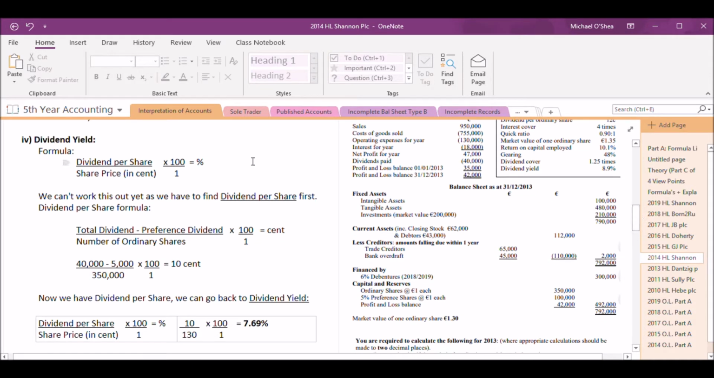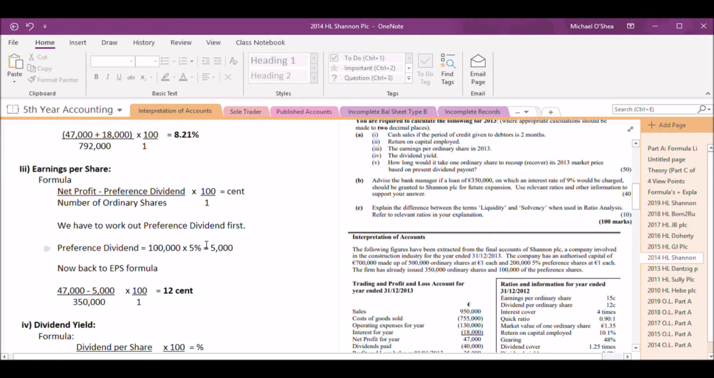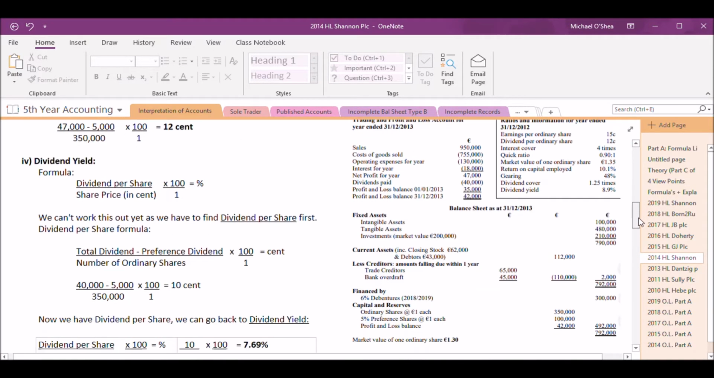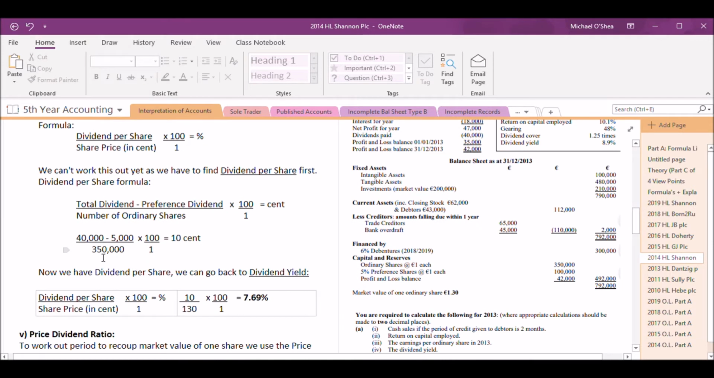Dividend yield is my 4th one. DPS over share price. We don't have the dividend per share yet. This is how we work it out. Total dividend minus preference dividend. Well, my total dividend is my dividend paid. It's 40,000. My preference dividend we previously worked out to be 5,000 up here. So that's going to be 35,000 divided by 350,000 ordinary shares, which I have here.